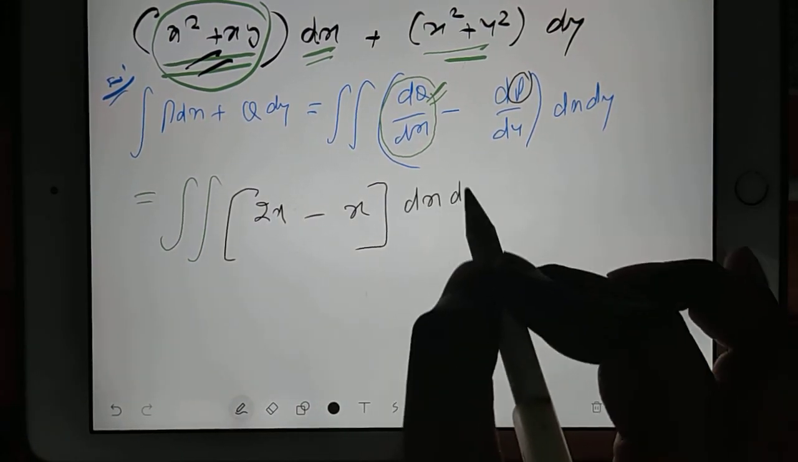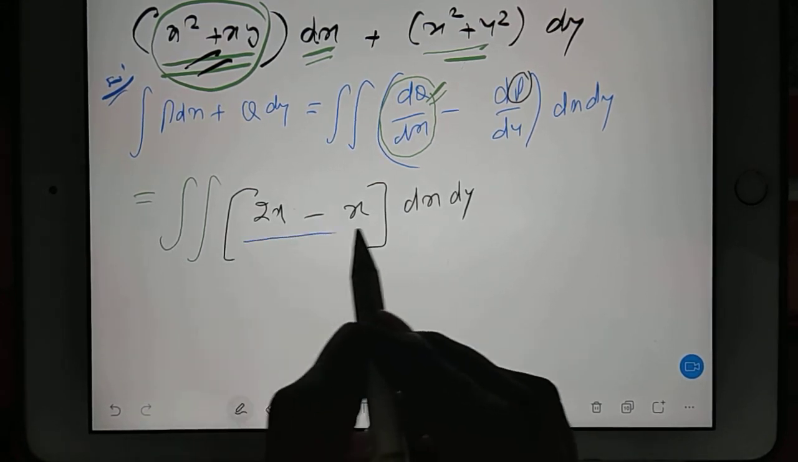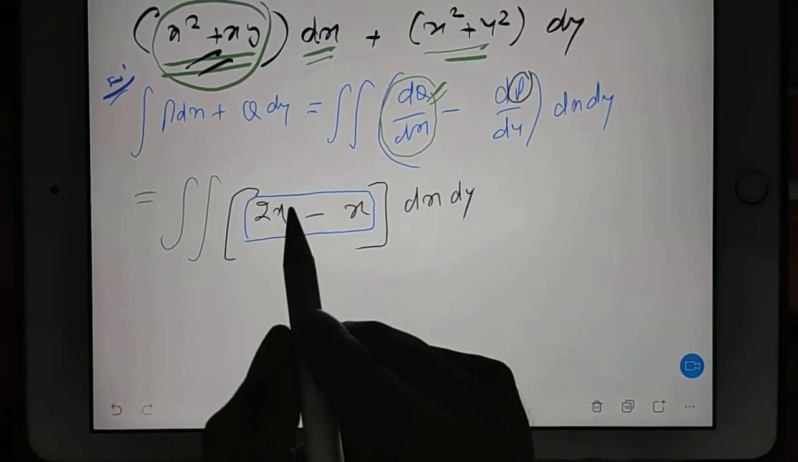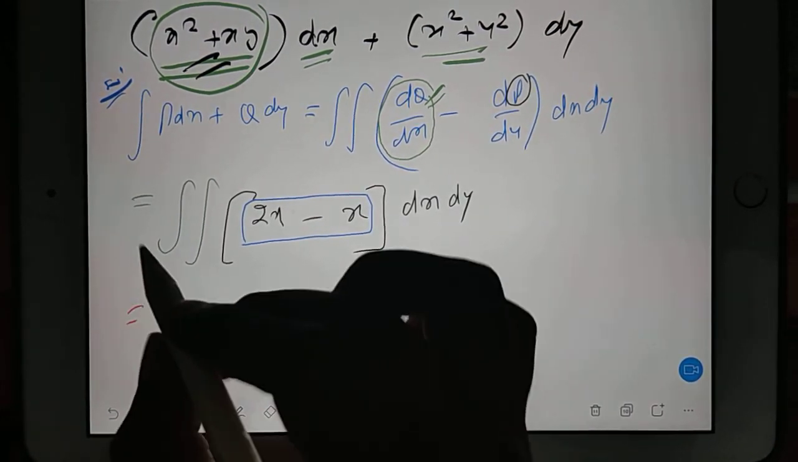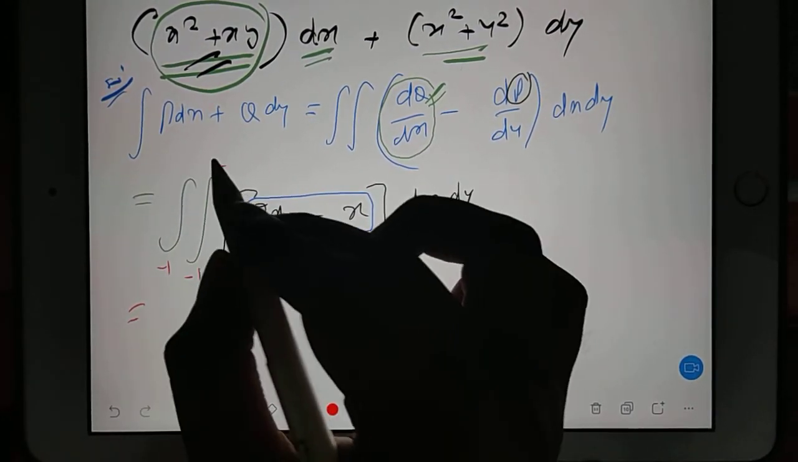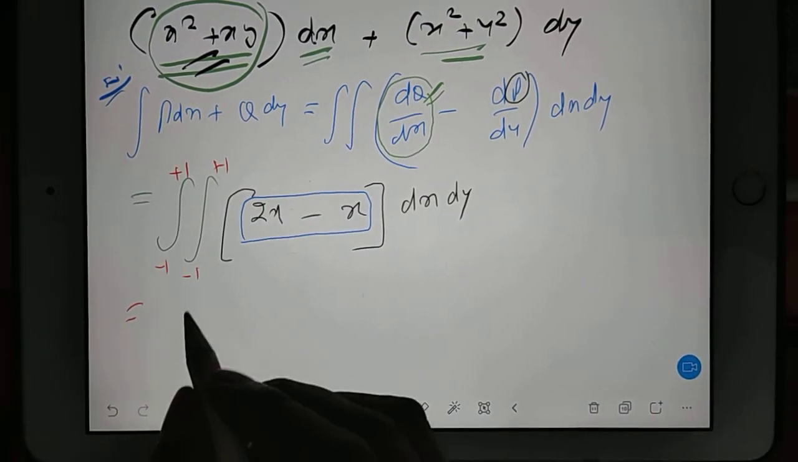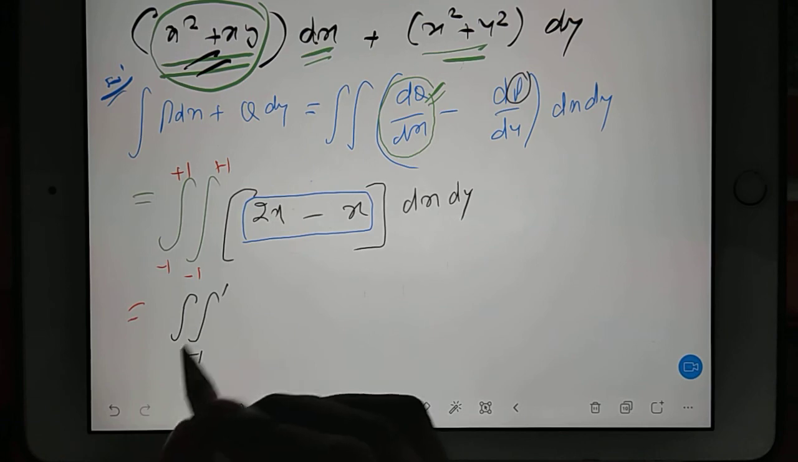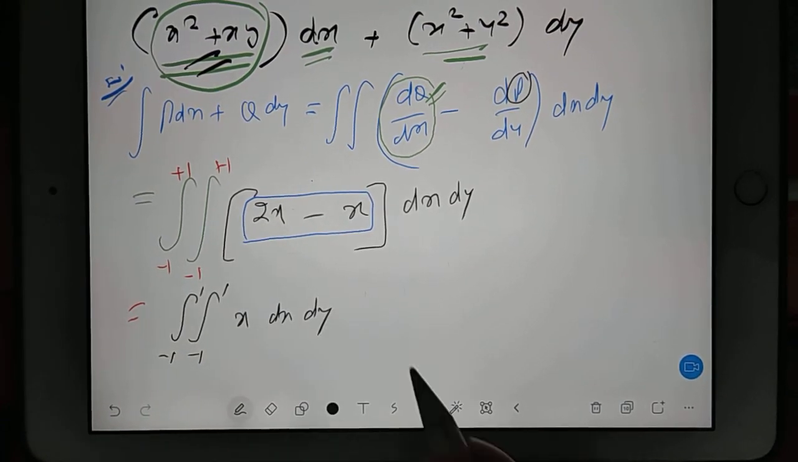Then you put dx dy. Finally, you are getting simple x. So the double integration, with limits minus 1 to 1 and minus 1 to 1, is of x dx dy.